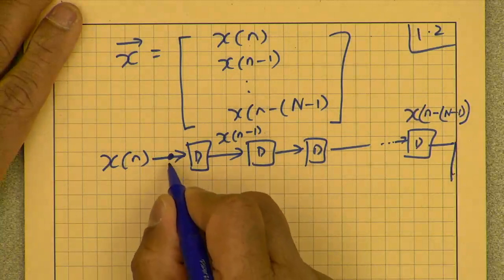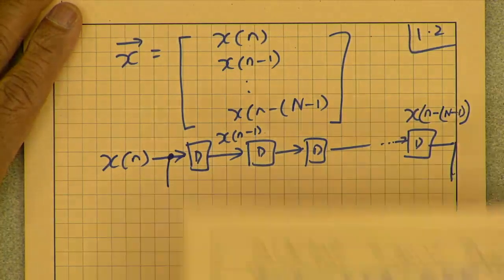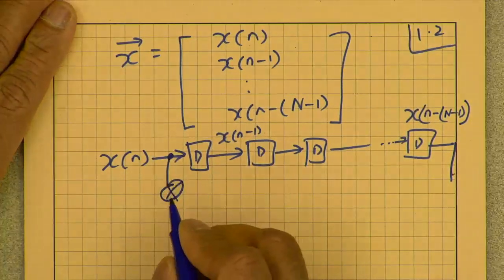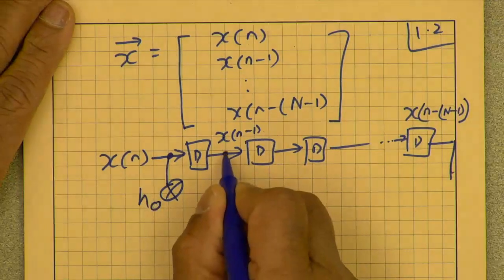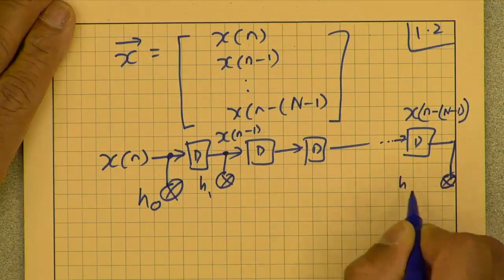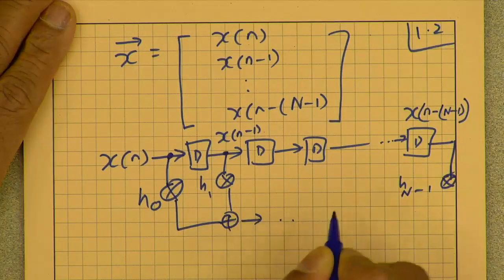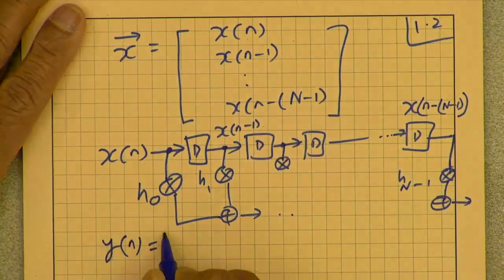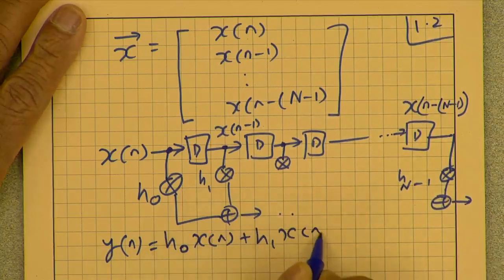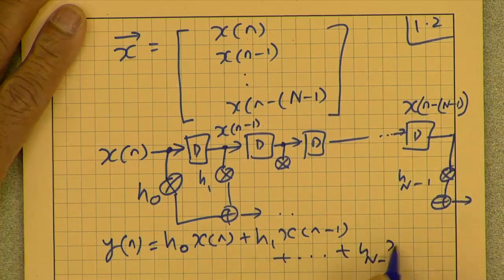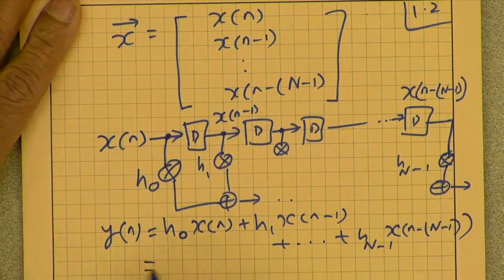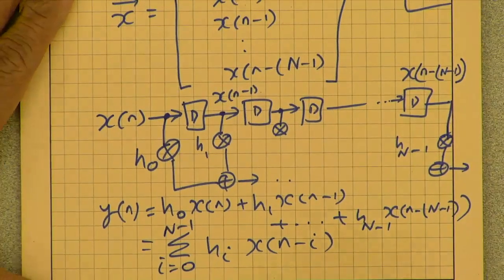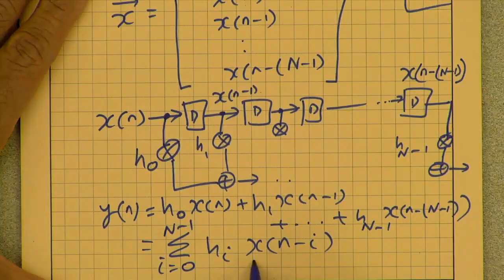Now if I go back and, instead of using the notation w, use h, and then add these, y[n] is equal to h0 x[n] plus h1 x[n-1] up to h(n-1) x[n-(n-1)], which is the sum of hi x[n-i] for i equal to 0 to n minus 1. And that really is the so-called FIR digital filter.